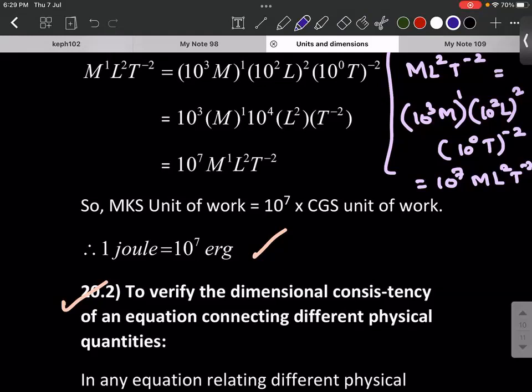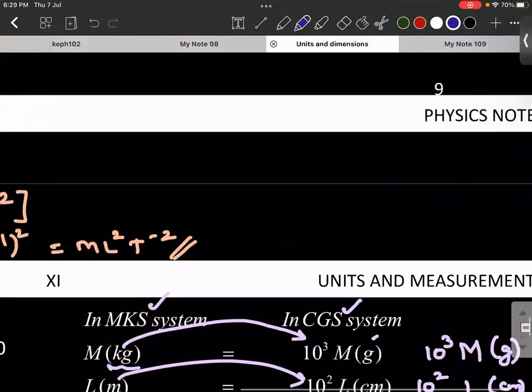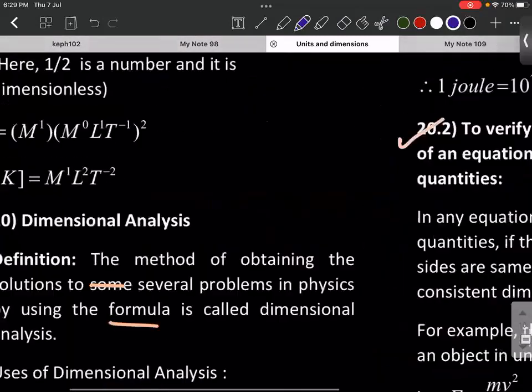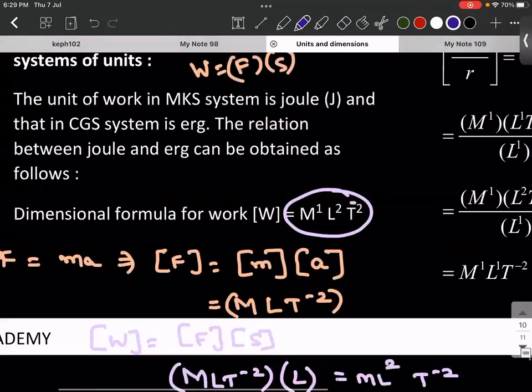For the dimensional formula of force, I think I've already given the dimensional formula of force in the previous problem itself. I've given it here, see. MLT minus 2, mass times acceleration. So the dimensional formula of force is MLT minus 2.